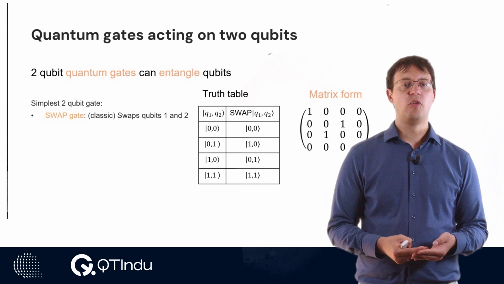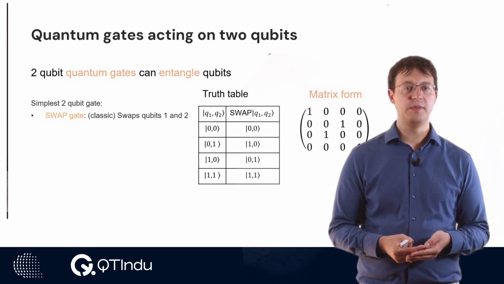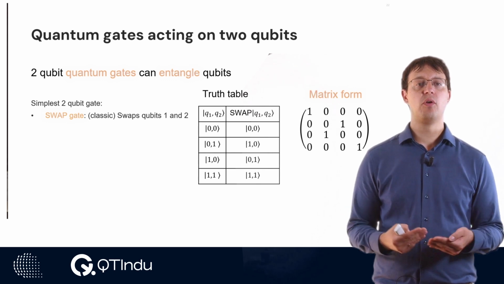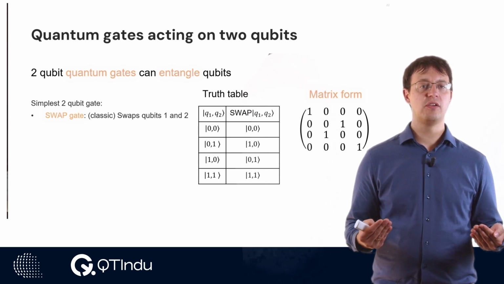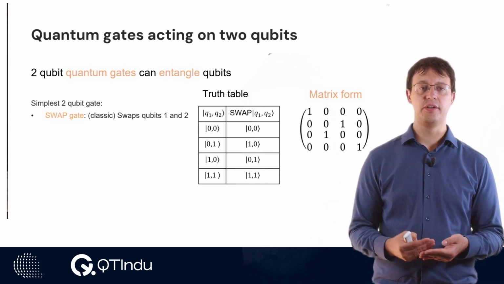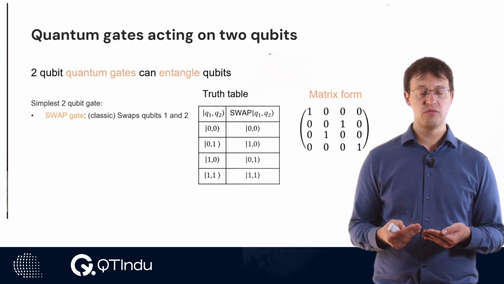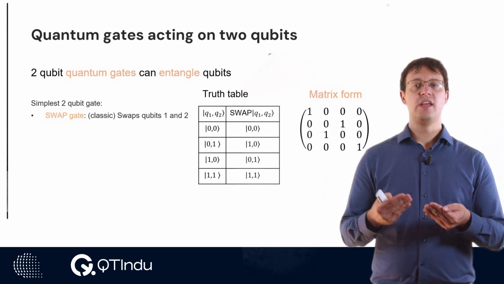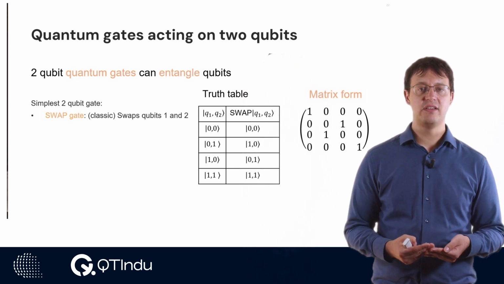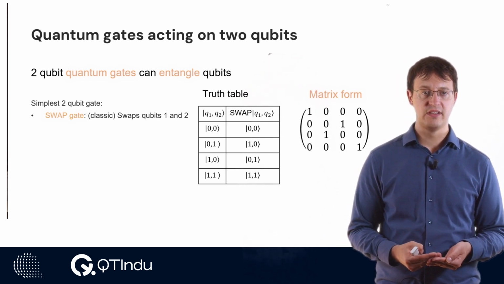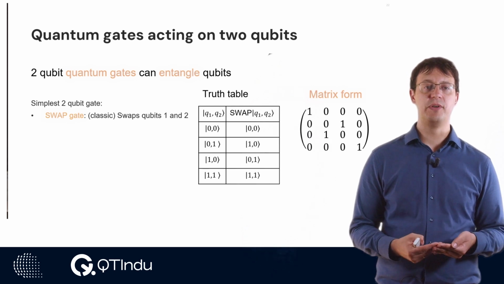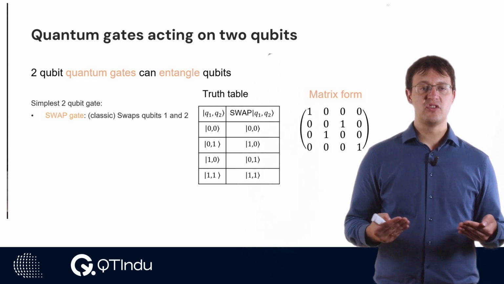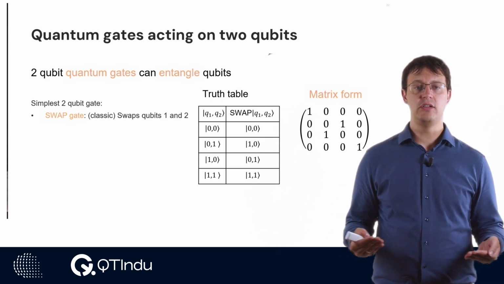So going from one-qubit to two-qubit quantum gates, how can we visualize these gates? The first very important concept is that two-qubit quantum gates can entangle the qubits. In order to see this, we first look at the simplest two-qubit gate, except the trivial gate doing nothing, the identity gate. This is the so-called swap gate. The swap gate, which is a classical gate, just swaps qubits 1 and 2.